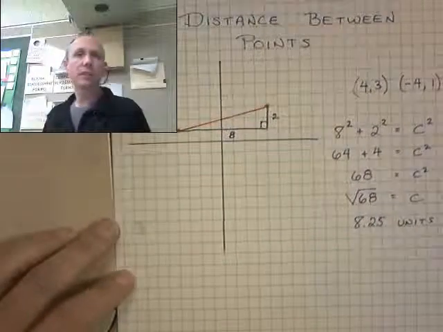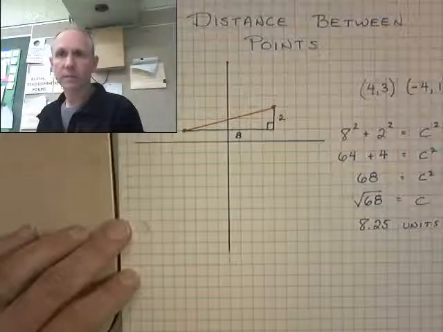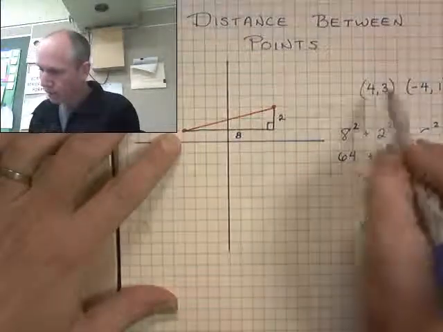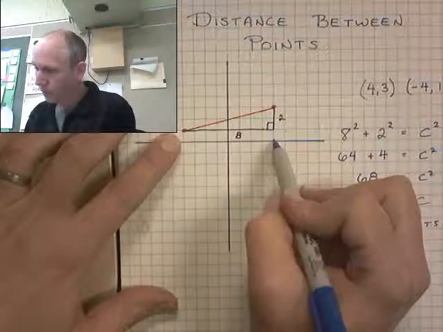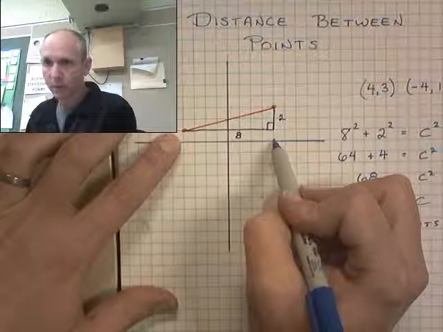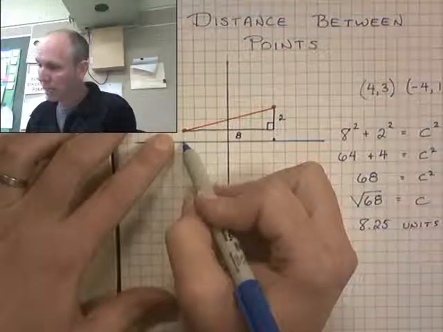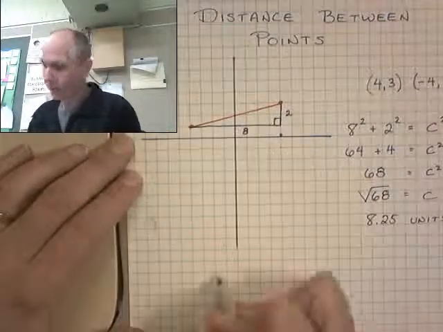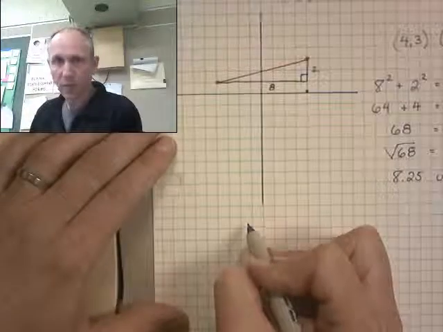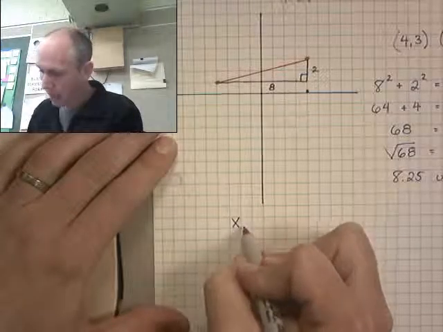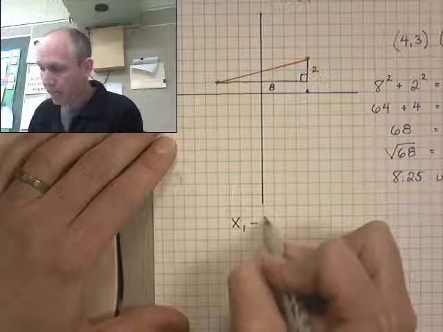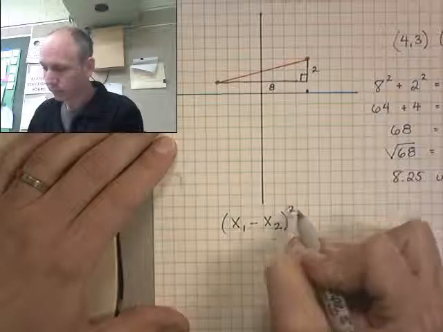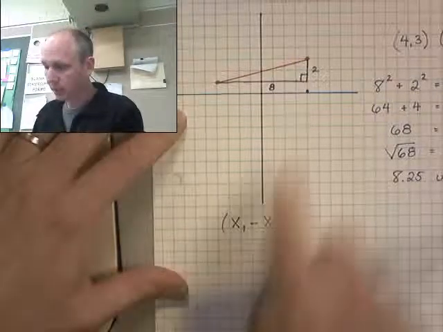Well, is there a way to do this just using those points? Well, think about this. My first point is at 4. My other x is at -4. Here's the formula. I'm going to derive this right now. x1 minus x2. I'm going to square it. I think this is the distance.